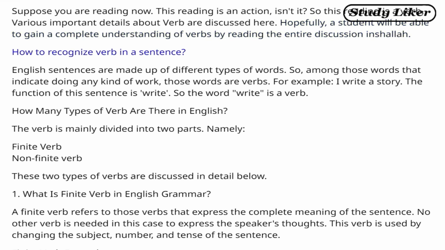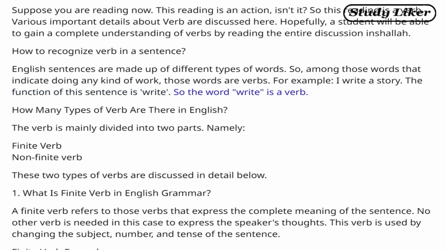How to recognize verb in a sentence. English sentences are made up of different types of words. So, among those words, those that indicate doing any kind of work are verbs. For example, I write a story. The function of this sentence is write. So the word write is a verb.